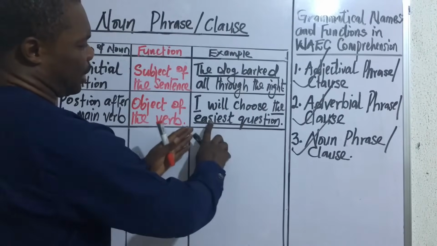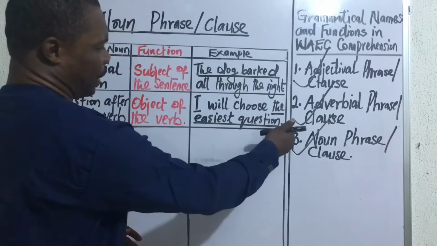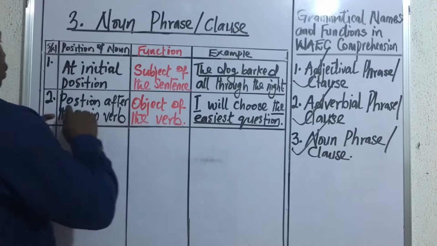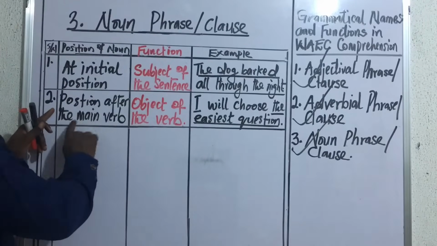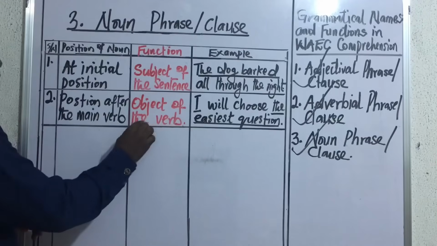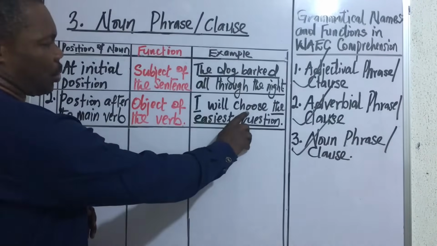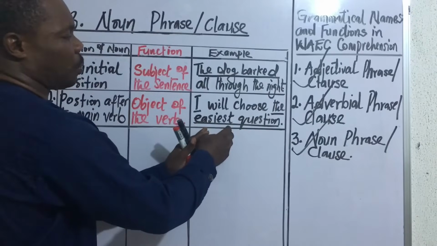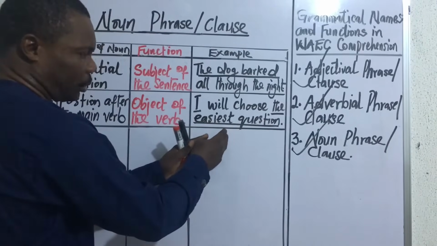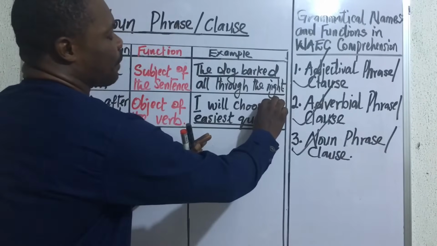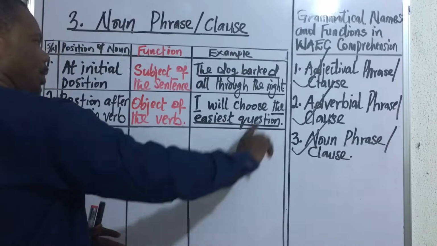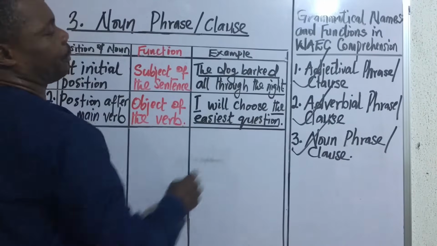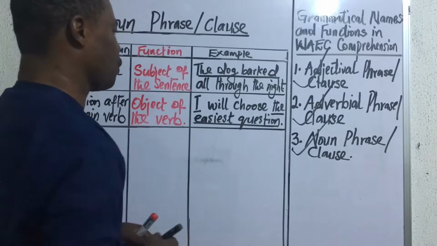No. The easiest question, easiest is an adjective. So there is no verb in this expression. Therefore, it is a noun phrase. Then what is the function? We said when the position is after the main verb, then it is object of the verb. So what we have here is: I will choose the easiest question. You can see that the entire underlined expression here is coming immediately after the verb. Therefore, it is what? Object of the verb. The function is object of the verb. Now, let's move forward to the next one.